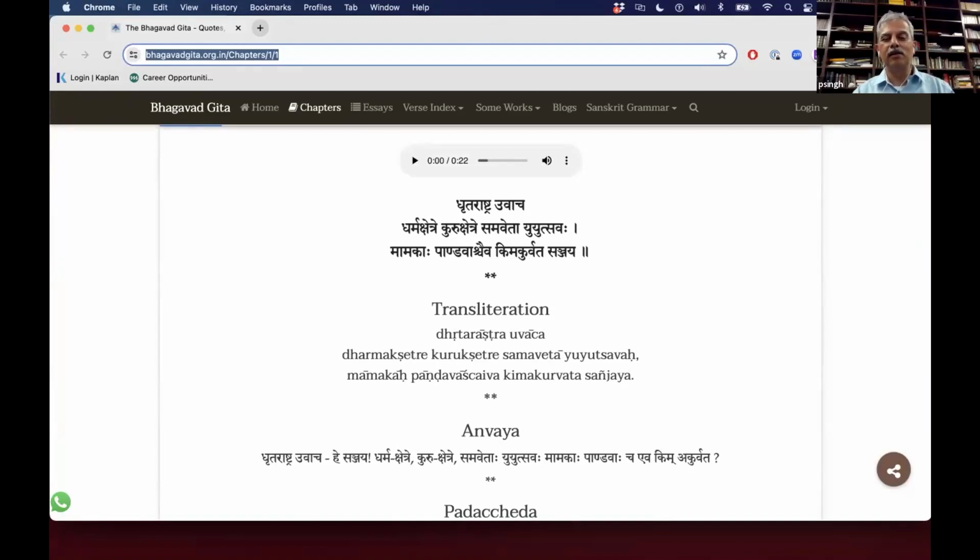Vasati is to live. I don't want to make it very difficult. But Dharma Kshetre, Kurukshetre. In Dharma Kshetra, in Kurukshetra, Samaveta is gathered together. Yuyutsava is ready to fight, eager to fight. So, in the Dharma Kshetra, in the Kurukshetra, gathered together, ready to fight, what did my people and the Pandavas do for sure? Certainly. That is the question.